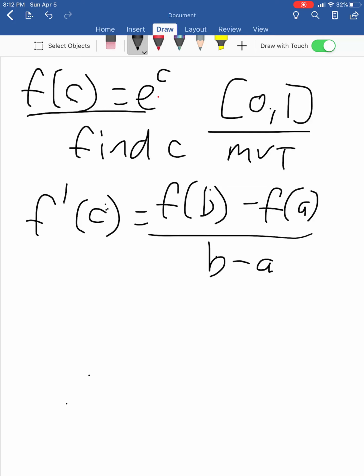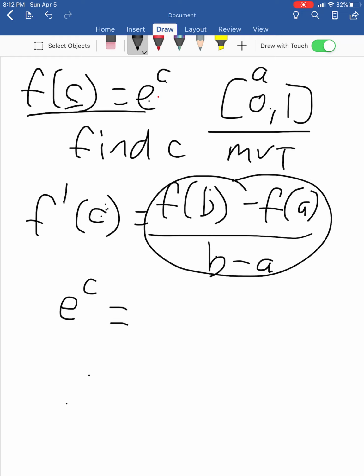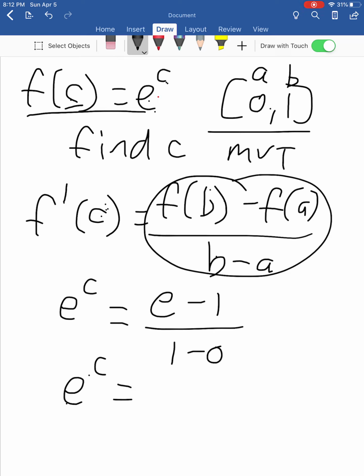So we can just replace the x with the c in the function. So the derivative of e to the c is just e to the c. Or if you want to leave it e to the x, that's fine, and you'd be solving for x. No big deal. So now we're going to do the slope formula. So a is 0 and b is 1. So just plug those into the function. e to the first power is e, minus e to the 0 power is 1. And the denominator, just 1 minus 0. So what we have is e to the c would equal e minus 1. Anything over 1 is just itself.